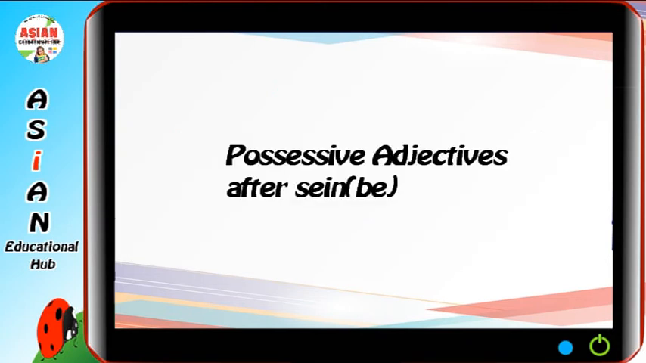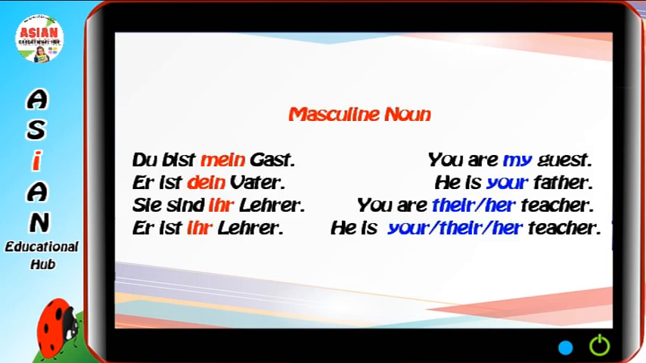Now if we use possessive adjectives after the verb to be. For example, du bist mein Gast. You are my guest. Er ist dein Vater. He is your father. And Sie sind ihr Lehrer. You are their or her teacher. Er ist ihr Lehrer. He is your, their or her teacher.